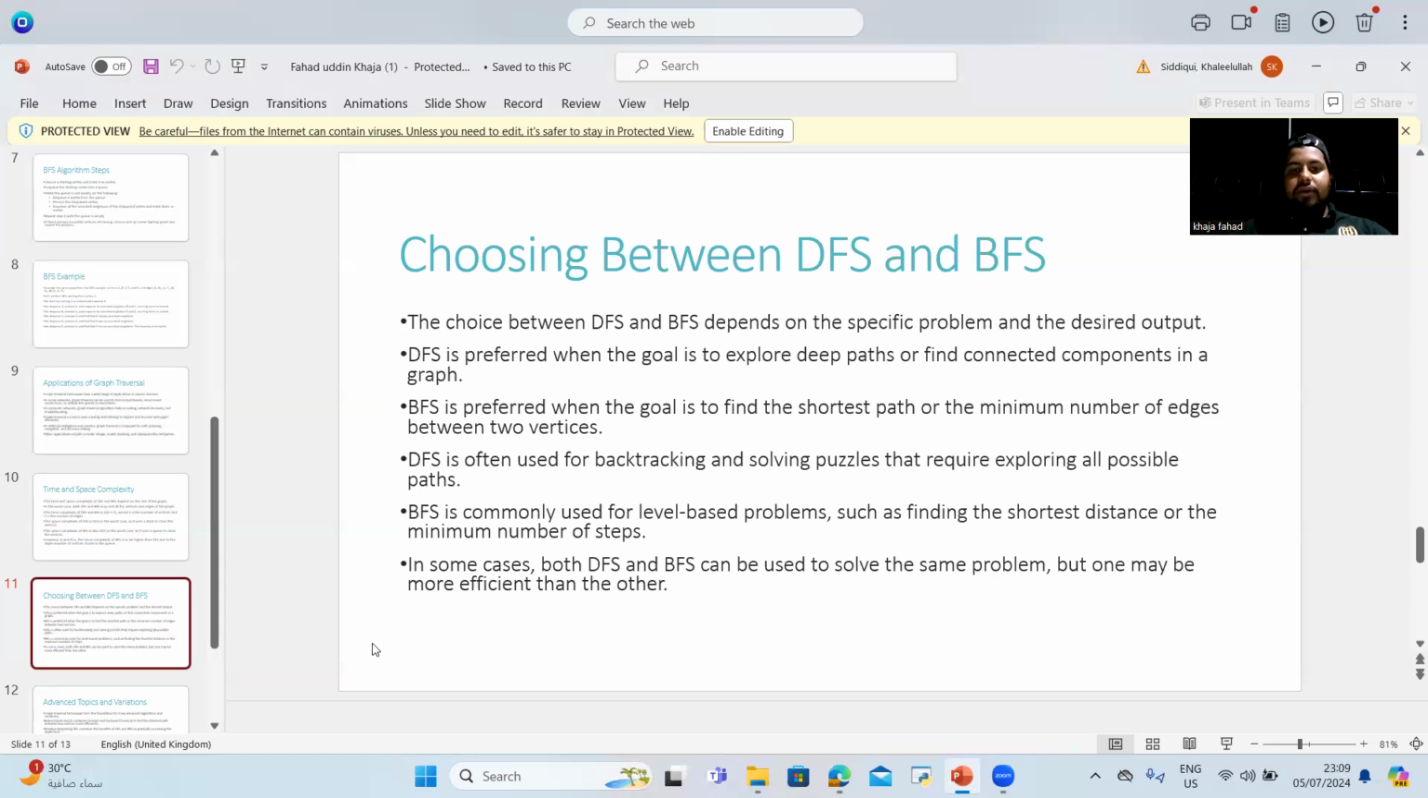DFS is often used for backtracking and solving puzzles that require exploring all possible paths. BFS is commonly used for level-based problems such as finding the shortest distance or the minimum number of steps. In some cases, both DFS and BFS can be used to solve the same problem, but one may be more efficient than the other.